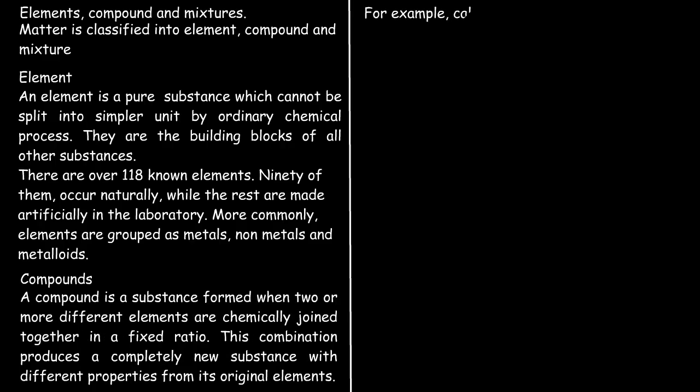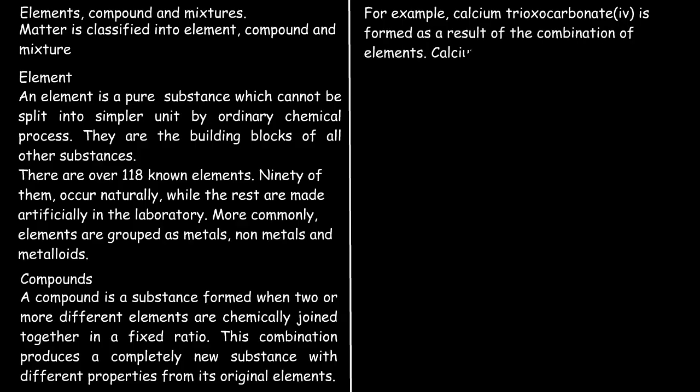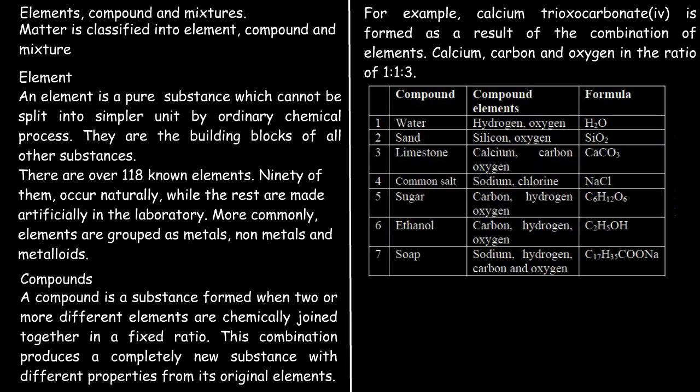For example, calcium trioxocarbonate(IV) is formed as a result of a combination of the elements calcium, carbon, and oxygen in the ratio of 1:1:3. Below is a table of different compounds and their constituents. Now, the very first one is water, which is made up of hydrogen and oxygen in the ratio 2:1.